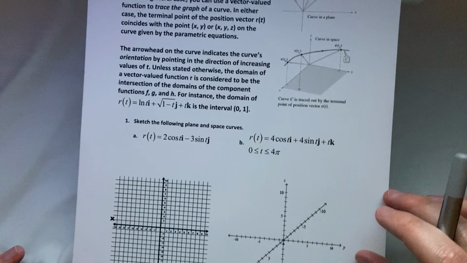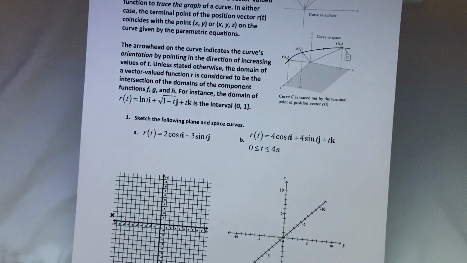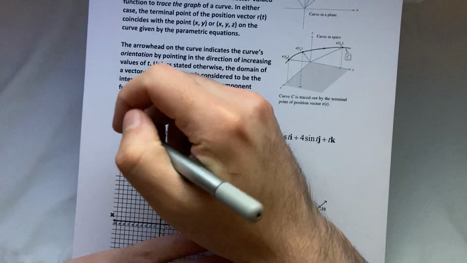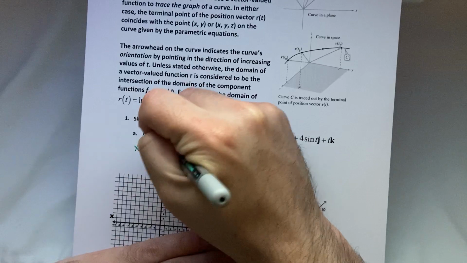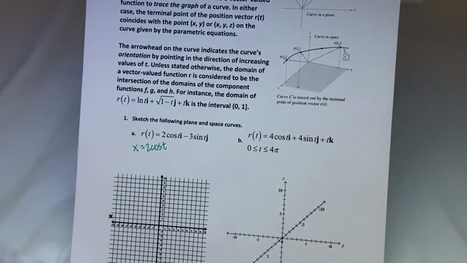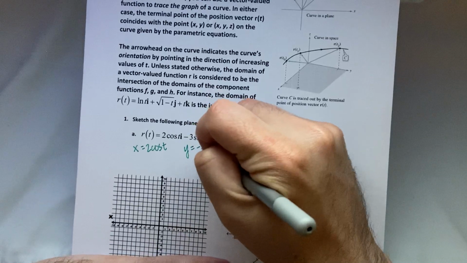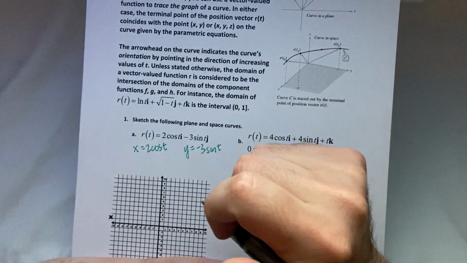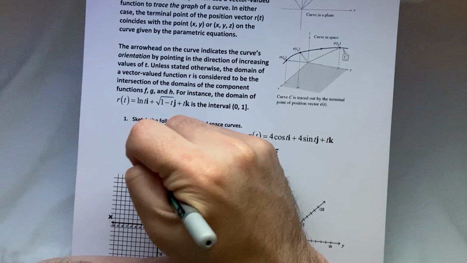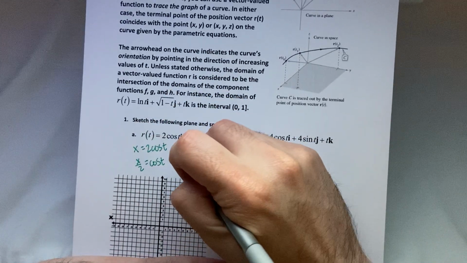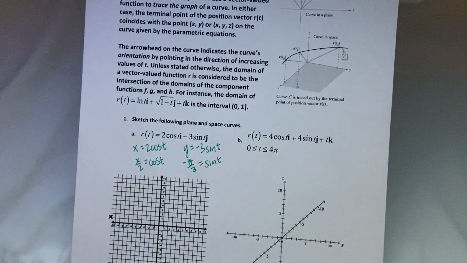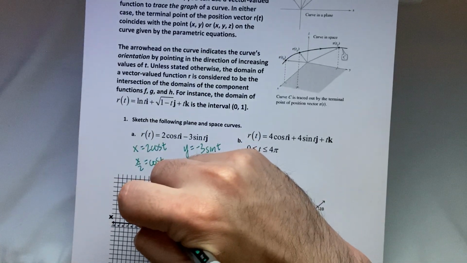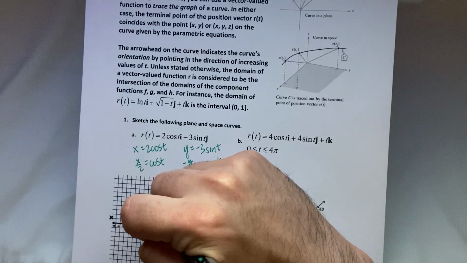Now when it says sketch the following plane and space curves, we have x equals 2 cosine t i. This means x equals 2 cosine t, because remember, i is in the x direction. y equals negative 3 sine t. Which means x over 2 equals cosine t. Negative y over 3 equals sine t. And remember, cosine squared plus sine squared equals 1, so this is actually an ellipse that goes out 3 in the y direction and 2 in the x direction.